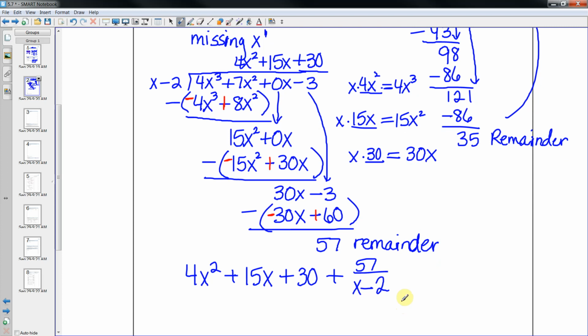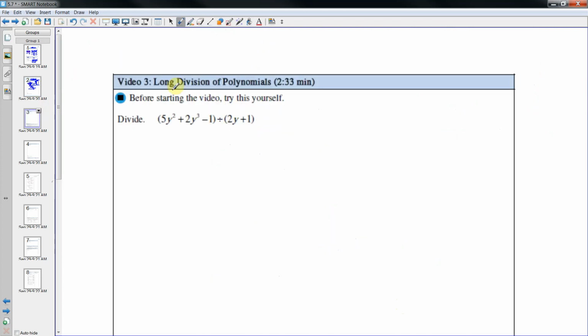These problems can be kind of lengthy when you're doing long division. So let's do another one, and then I'm going to show you another way to do these.